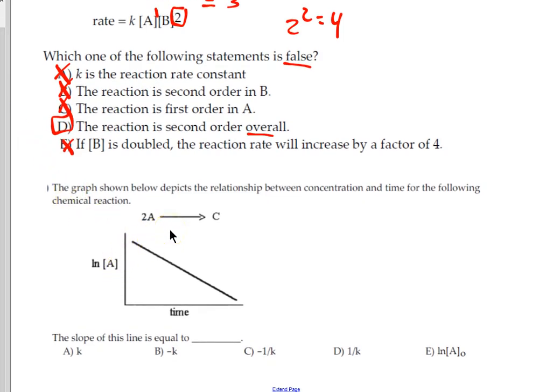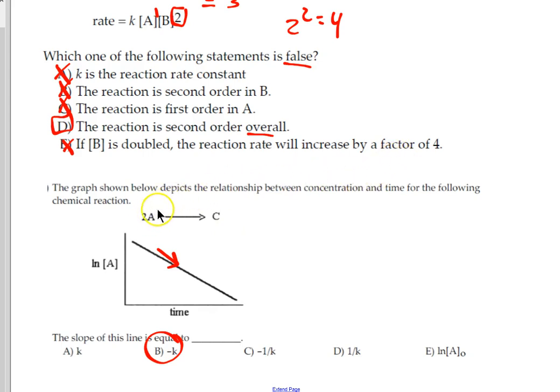So the graph shown below depicts the relationship between those things. The slope of this line is equal to, more people get this wrong than you think they should on the test. It's negative k. Okay, you see A, sometimes you're like, oh, it's k, I know that, and you just circle it and you don't even read. Do remember that k is a positive value. This is a negative slope, so we take the negative of the negative slope to make it a positive value. Solid? Okay.